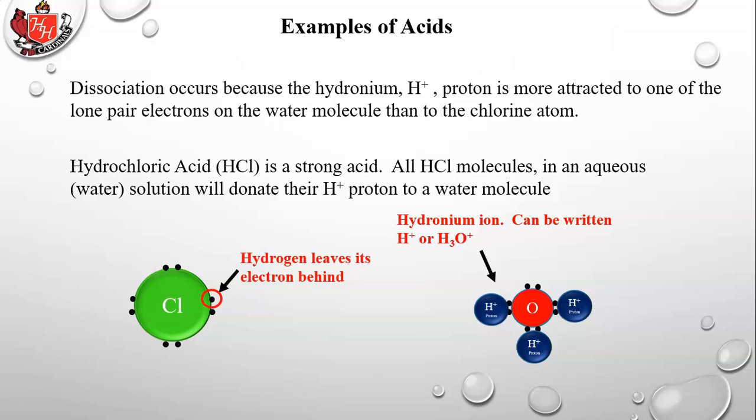The hydrogen leaves behind its electron. That means that chlorine ion, which was neutral when it had that proton, is now a negatively charged chloride ion because it has that extra electron that the hydrogen left behind.